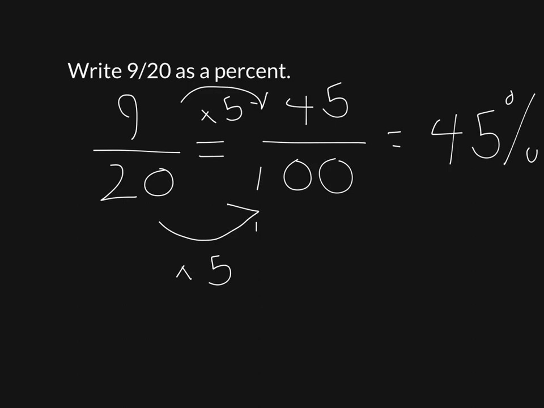So your life is really easy if you have a fraction and the denominator is something that you can easily turn into 100. But what if it's not? So for this problem, we want to turn 3/8 into a percent, but we have a problem. That 8 is hard to turn into 100.